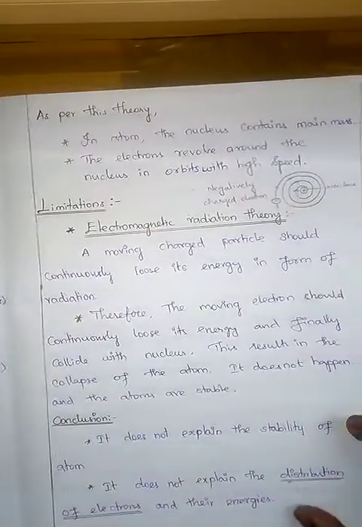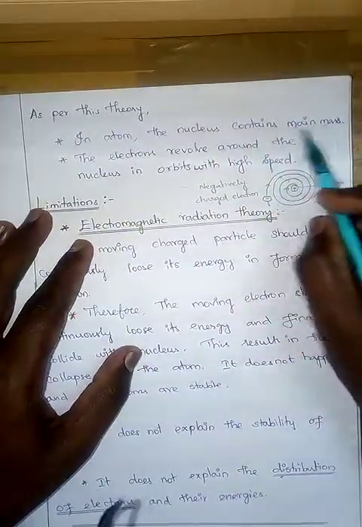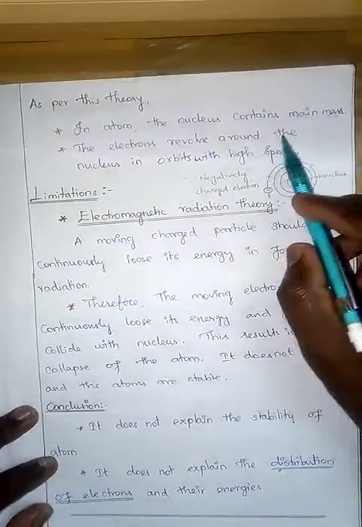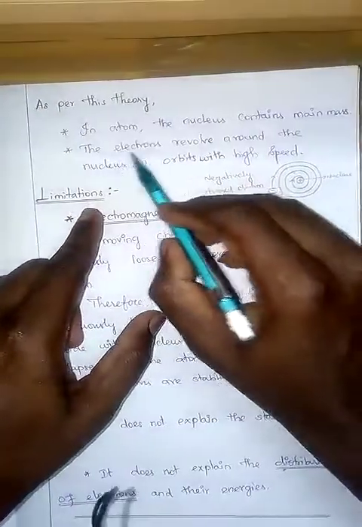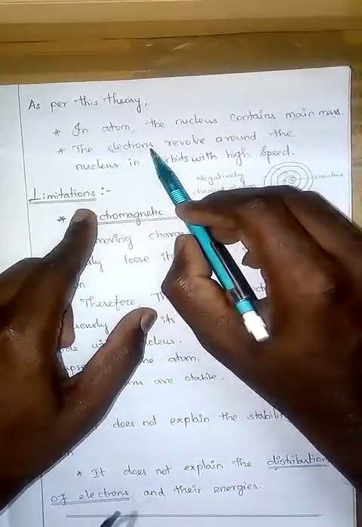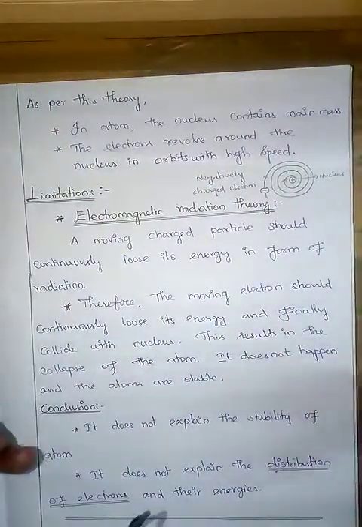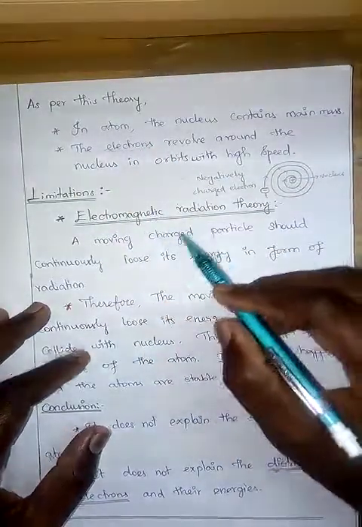Just check this out. In an atom, the nucleus contains the main mass. The electrons revolve around the nucleus in an orbit with high speed. The mass of these electrons is negligible. That's why, while doing any mass calculation, we don't consider the mass of electrons. We consider the mass of the nucleus alone.